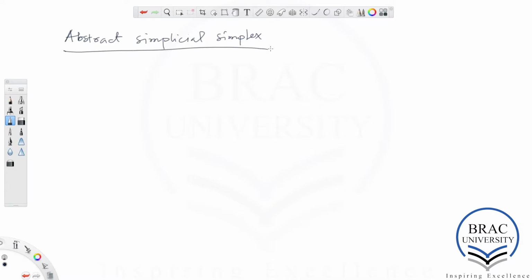Okay. In the previous segment, we discussed in detail various aspects of a geometrical simplicial complex. In this segment, we are going to start with the concept of an abstract simplicial complex.